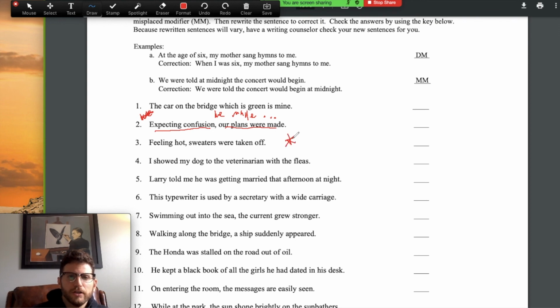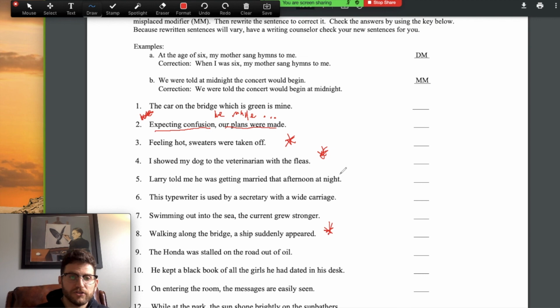All right, so you are going to try on your own. You're going to try 3, you're going to try 4, and you're going to try 8. As you're trying those, down in the comments below, write whether we have a misplaced modifier or a dangling modifier. You won't have both in any of these sentences. You could have both, but that's not the case here. So write whether it is a dangling modifier or a misplaced modifier, and then fix it. Rewrite it so that the error no longer exists.